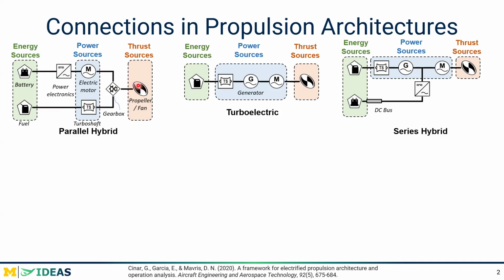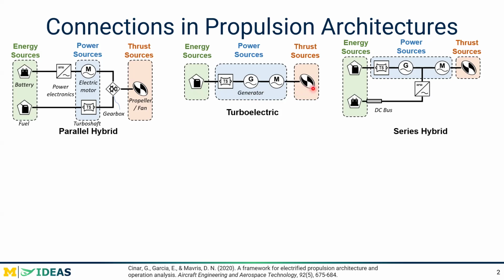For the turboelectric configuration, we only have one energy source, and that's fuel, which spins the turboshaft. So we're converting chemical to mechanical. And then we have an electric generator, which converts the mechanical energy to electrical energy, which then connects to an electric motor, converting that electrical energy back into mechanical energy to spin the propeller or fan.